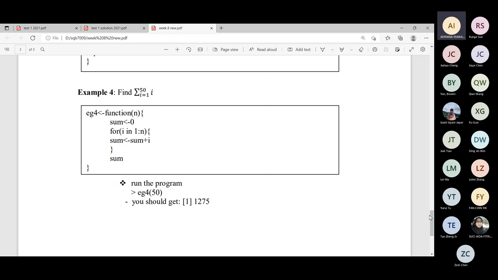Anyway, this is just a short exercise. If you haven't done it, you can try it later on your own. The aim here is to see that we can combine all these together and make a longer program.